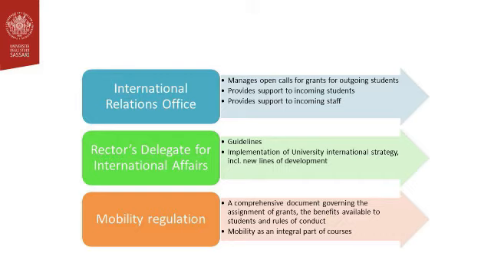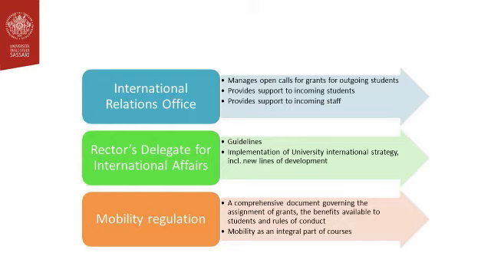But this is not all. We've seen in our experience that creating a system around the IRO is critical to success. The first piece of this mechanism, which is very important, is a director's delegate for international affairs, because it's that piece of the mechanism that connects the IRO with the governance. It provides support, provides the guidelines through which we should operate, and also helps implement the whole international strategy of our university, including the new lines of development for our activities.